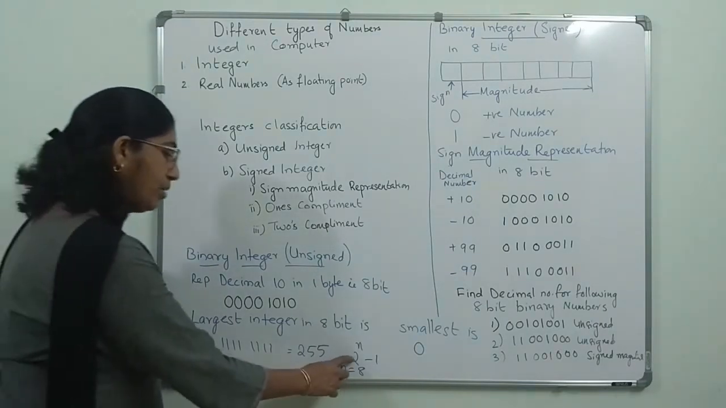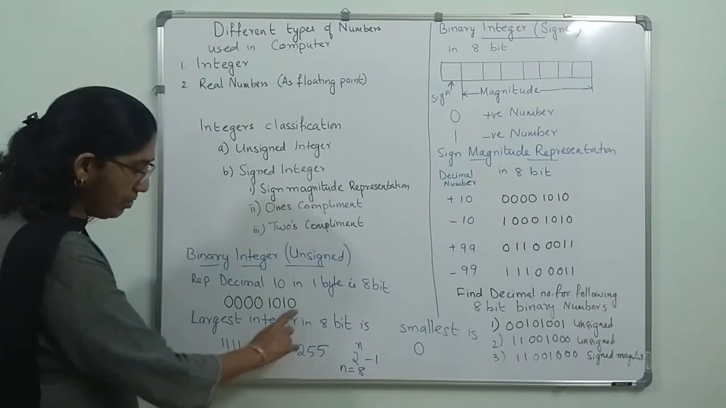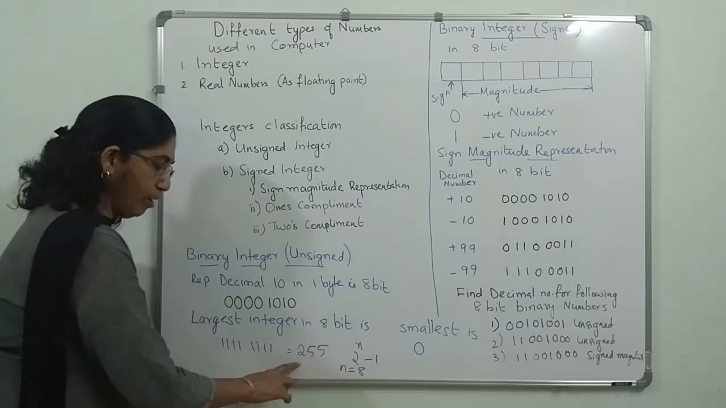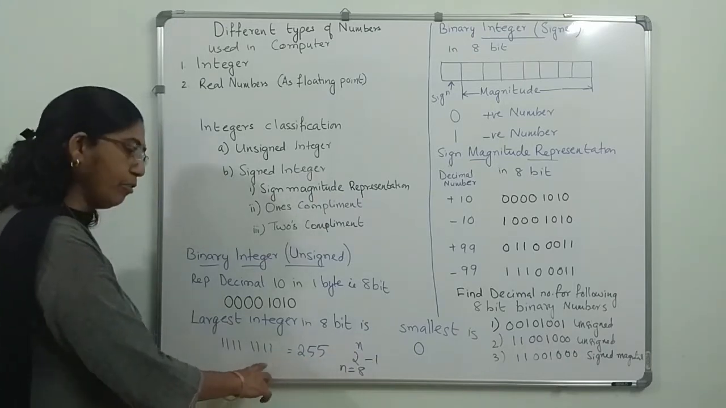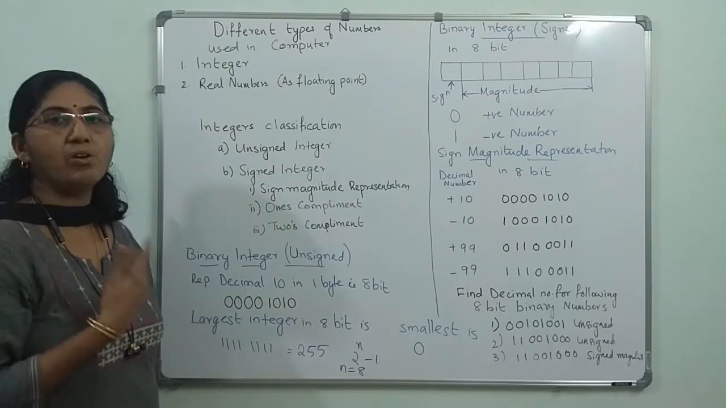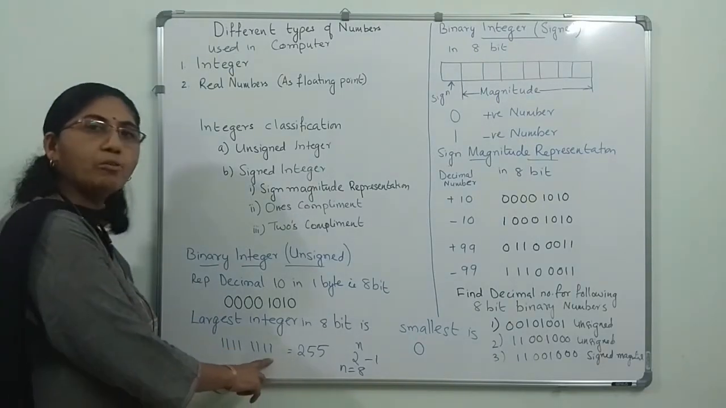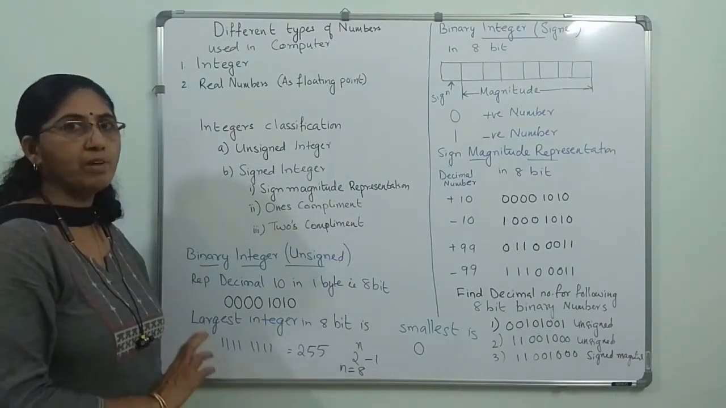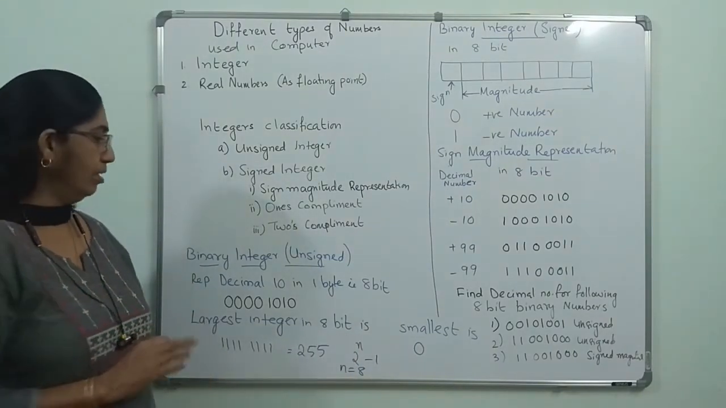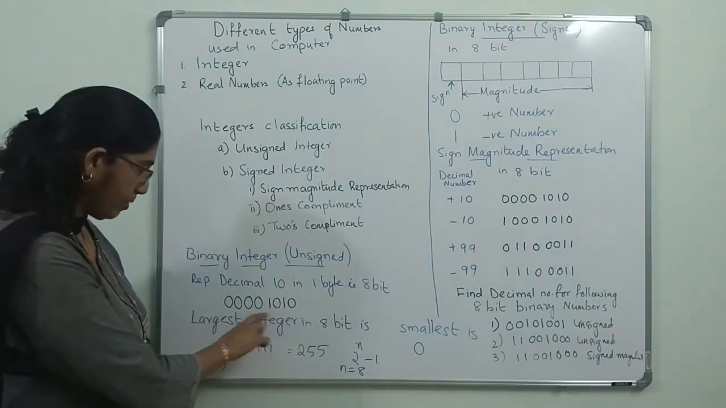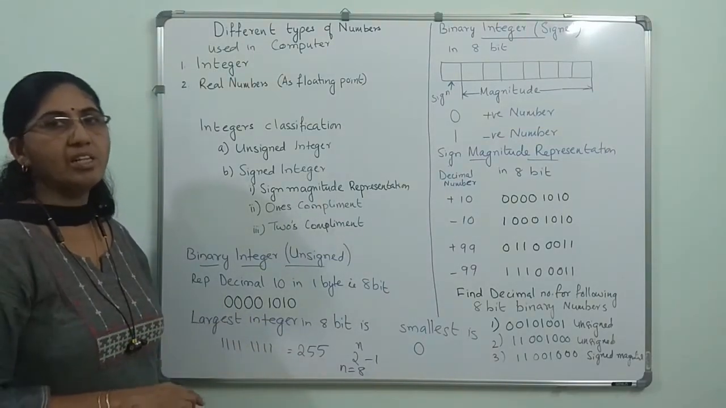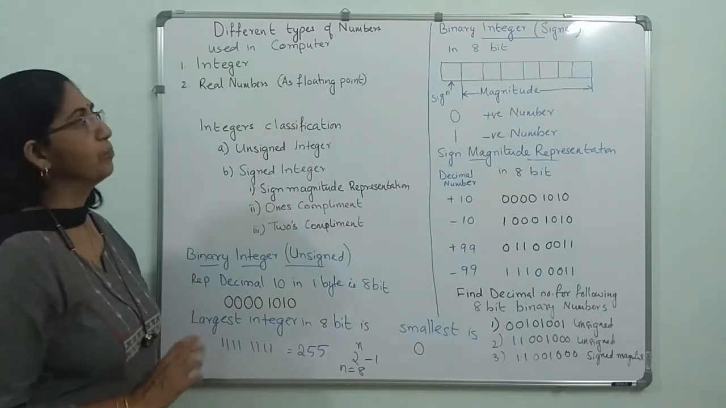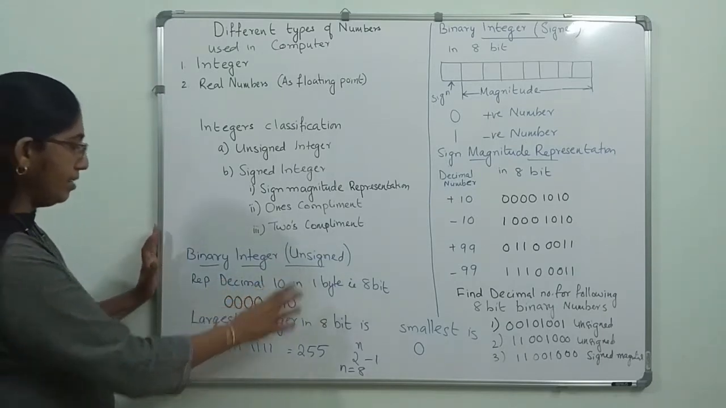That is equal to 2 raised to n minus 1. This is an 8-bit arrangement, so n equals 8. So 2 raised to 8 minus 1 will be 255. Even if you are taking 4-bit or 16-bit or 32-bit, you can find the maximum value by taking 2 raised to n minus 1, substituting the value of n. If you are taking a 16-bit representation, you put n equal to 16. If it is a 32-bit configuration, you put n equal to 32, and you will get the value. So that is the unsigned representation.